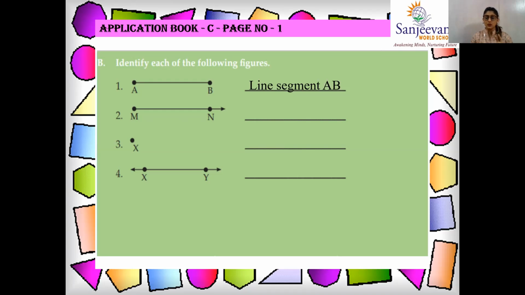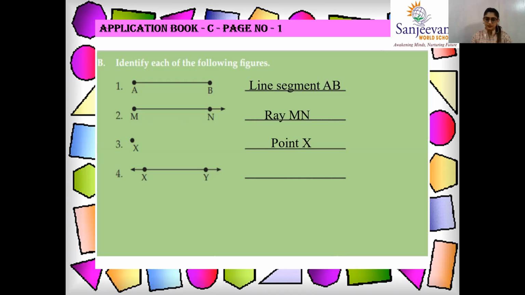So the second one, now look at it, the second figure. There is an end point at one side and there is an arrow at the other side. It means it is endless. So what is this figure known as? MN. And what is the name of this figure? Correct. It is ray MN. Now the third one, there is only a dot over there, a point. So what is it? Yes, point X.